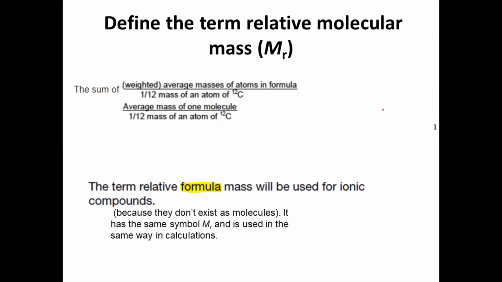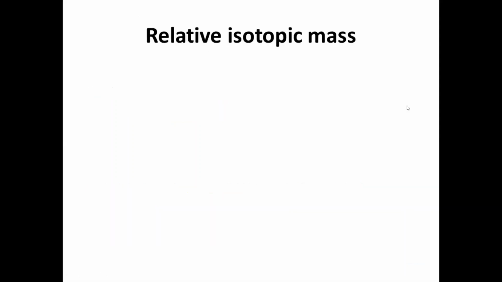Now, the term relative formula mass will be used if we're talking about ionic compounds. That's why we don't normally say relative molecular mass. I often just say relative formula mass for everything. The symbol Mr is the same, but you just need to remember that if it's an ionic compound, it's not called relative molecular mass, it's called relative formula mass. That's something for you to remember.